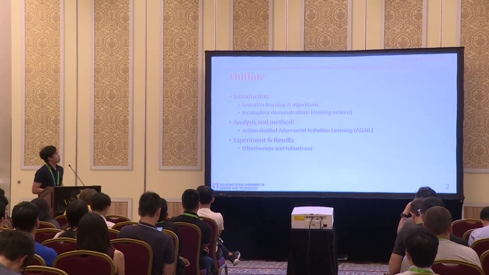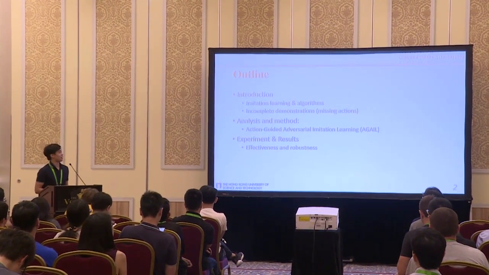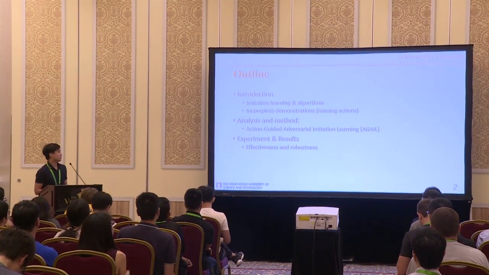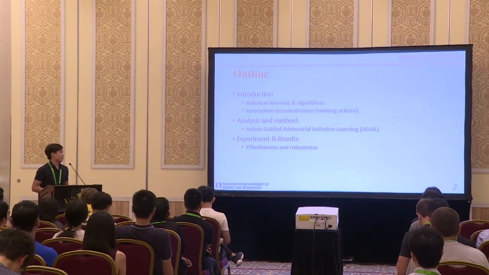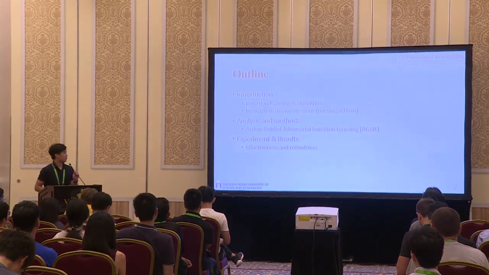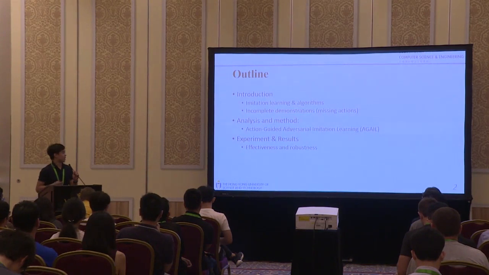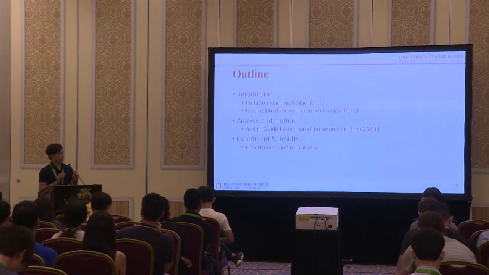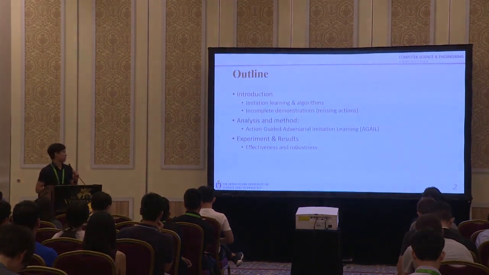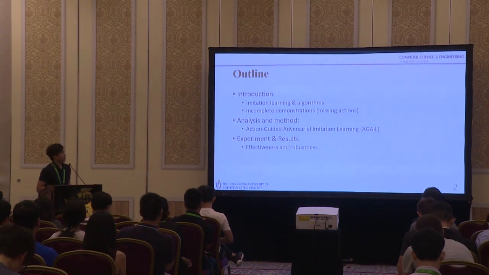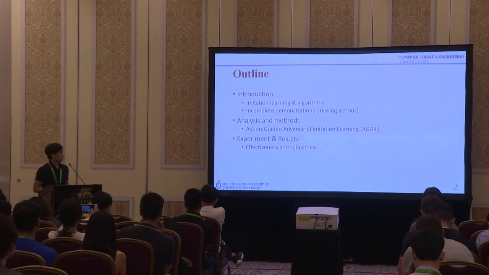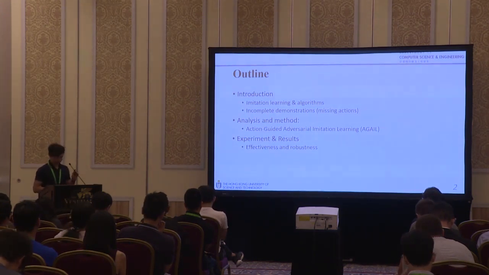First I will introduce what imitation learning is and the relevant algorithms. Then I will point out the problems we're studying in this paper. In order to solve this problem, we conduct some theoretical analysis, and based on that analysis, we propose our algorithm, action-guided adversarial imitation learning. Then we show some experimental results to show the effectiveness and robustness of our algorithm.